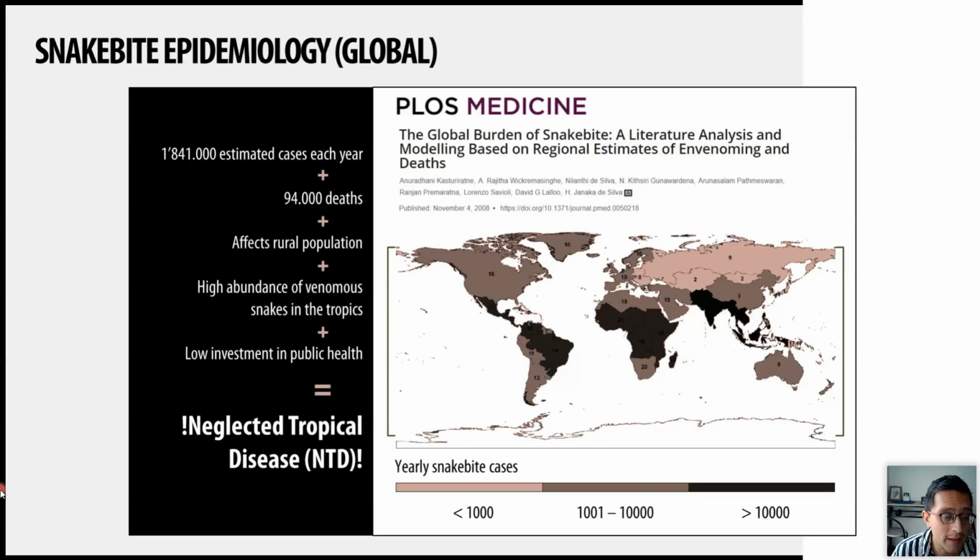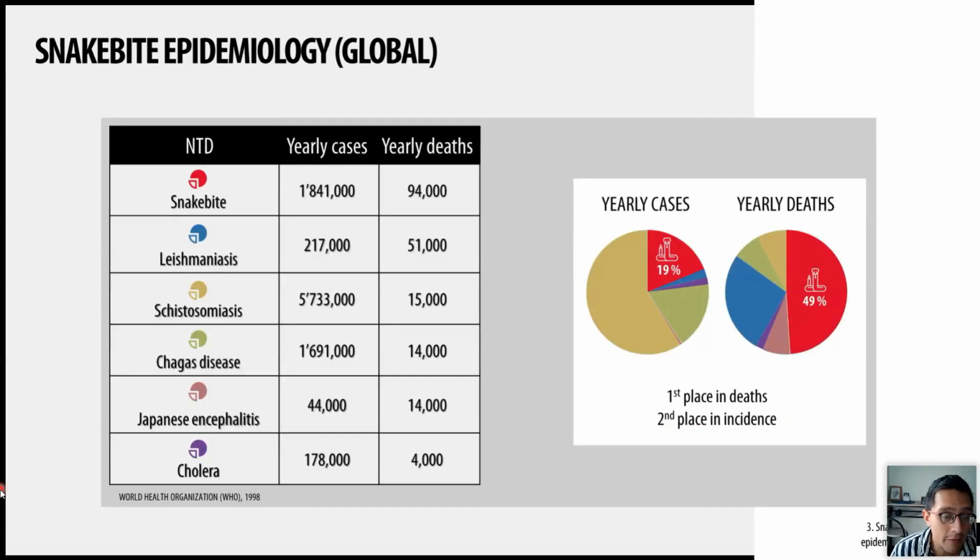But something important is that snake bites fulfill all the requirements to be treated as a neglected tropical disease. So nowadays, the World Health Organization recognizes snake bites as an NTD, and that's the reason why I am here talking with you about snakes and venomous snakes. If we compare the mortality of a snake bite with these other neglected tropical diseases, we can find that it has the first place in deaths.